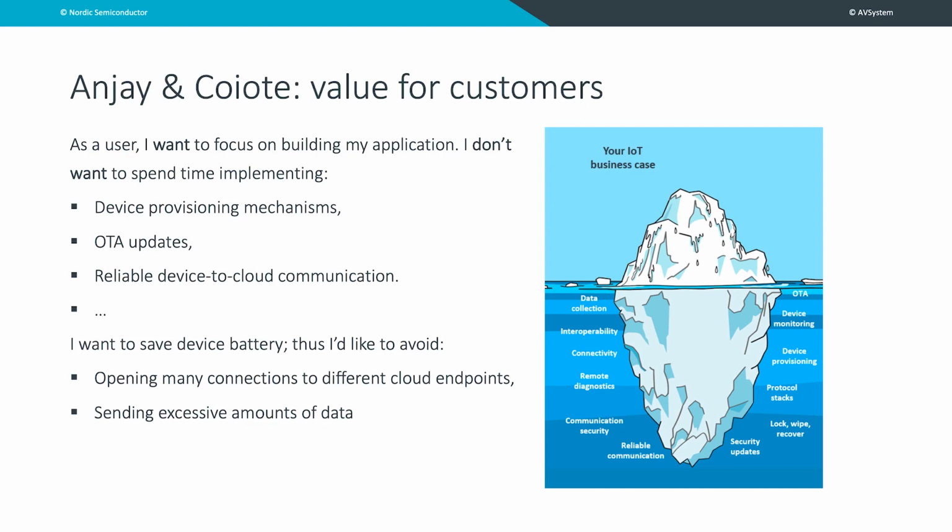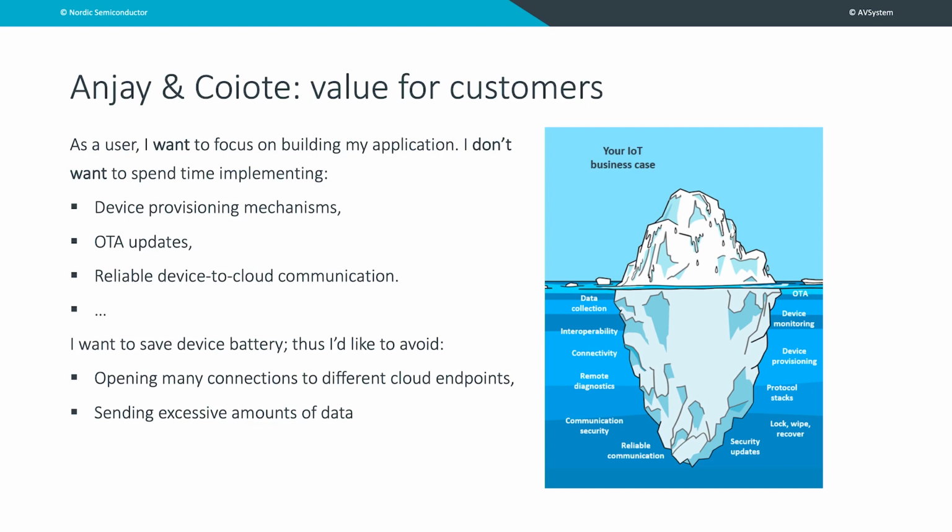And we, in ANJ and Coiote, are providing these underwater parts that help facilitate development of your solution. So we are a solution that takes care of this and lets you focus on your actual business case. To put it in user story type of language, we can say: as a user, I want to focus on building my application, building what I'm paid for, developing my business. And I don't want to take care of all these things that my customers take for granted, like device provisioning mechanisms and so on.